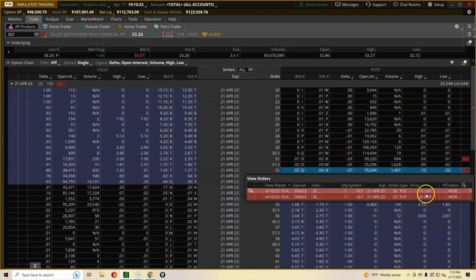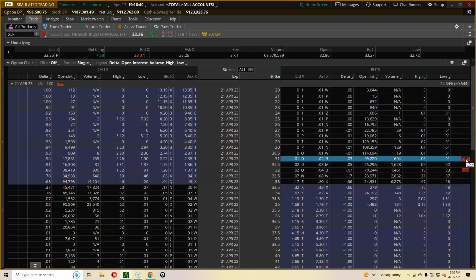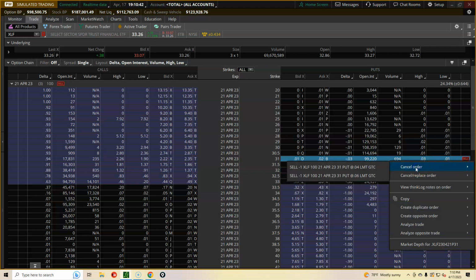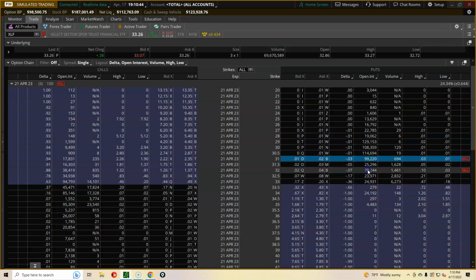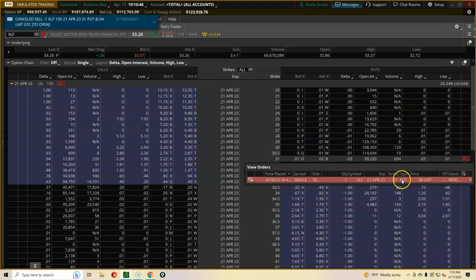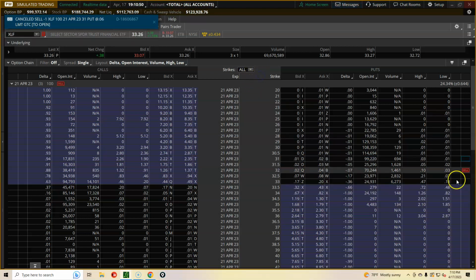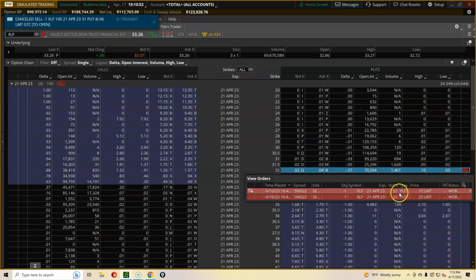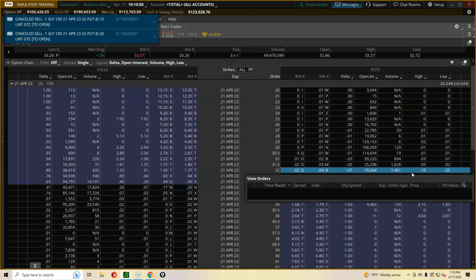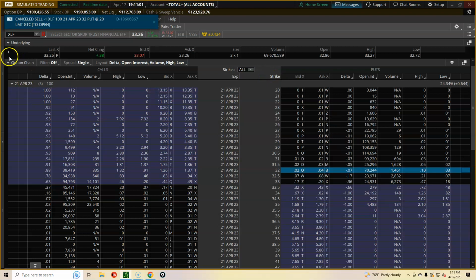At the $32 strike price, the highest it traded for was 10, but maybe it needed to go to 11 for us to get filled at 10, so we weren't even close to that. So we'll just cancel these orders. Cancel them both. That's out of there. We'll cancel this one. Cancel those.